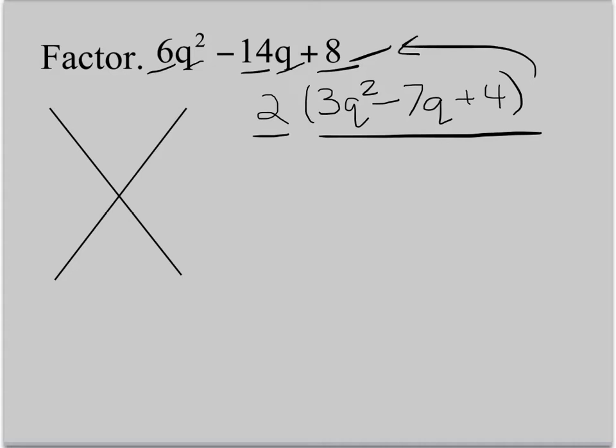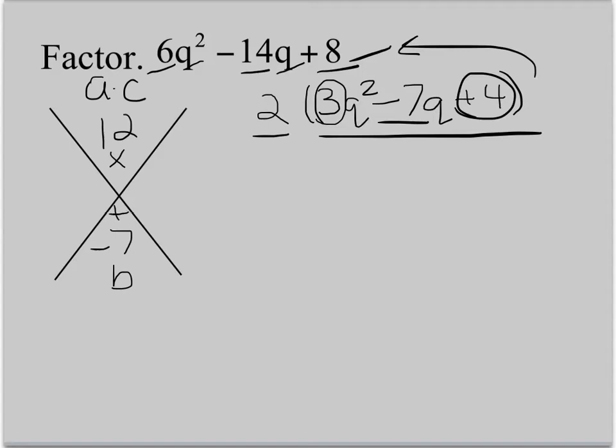Now let's work with the x. When we fill in the x, we take the a and c of the new equation, so that's this one times this one, and we put that on top of the x, so that's a times c. And we take b of the new equation and put that on the bottom. Next, we have to figure out the two numbers that multiply together to be 12 and then add together to be negative 7. And we can go through all the factors if we need to.